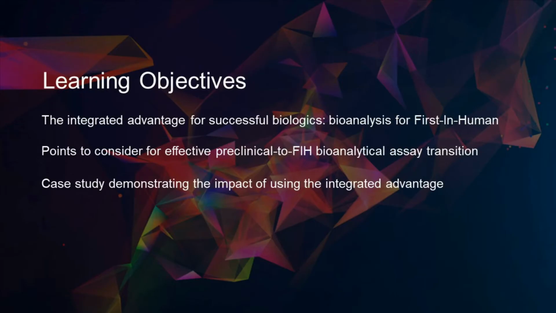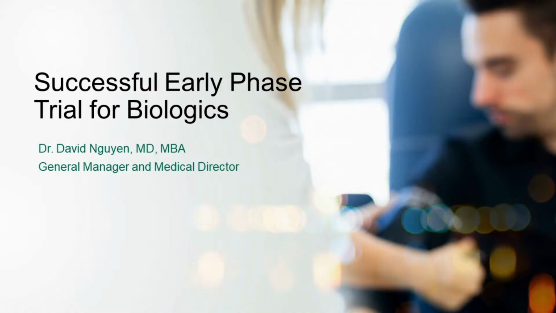Today's learning objectives are as follows. We're going to take a look at the integrated advantage for a successful biologics and bioanalysis for first-in-human trials. We're going to consider the effective preclinical to first-in-human bioanalytical assay transitions that would make it effective. And finally, we're going to take a close look at a case study demonstrating the impact of using the integrated advantage model, through some of the considerations for a successful early phase trial looking at these biologics.